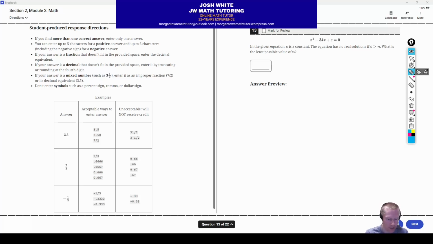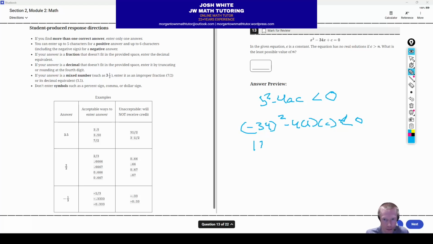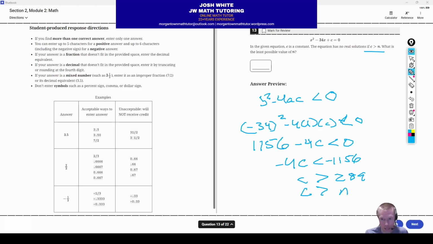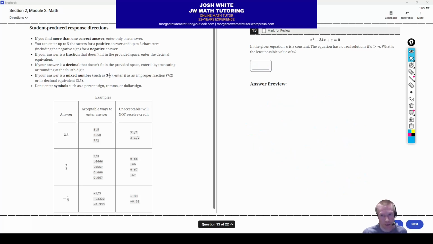So, okay, the math way to do this is to do the discriminant, meaning the traditional way, b squared minus 4ac. For no real solutions, you want it basically less than 0. So if you plug in the numbers, negative 34 squared minus 4 times 1 times c, less than 0. Okay, we get 1156 minus 4c less than 0, negative 4c less than negative 1156. And then when you divide, it'll flip the sign. So c has to be greater than 289. So look up here, c greater than n. C has to be greater than 289. So what's the smallest possible value for n? Well, it's 289. And that's it. It's the correct answer. Now, here's how you could do it in Desmos.